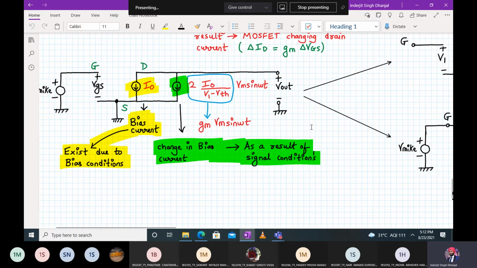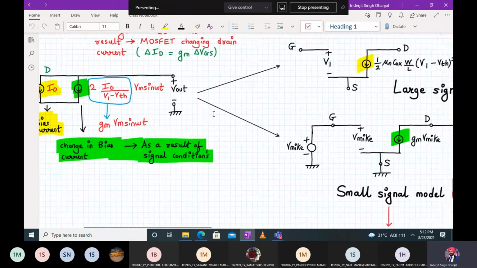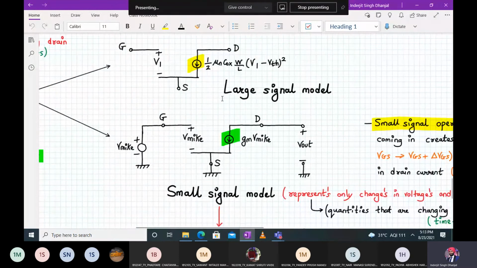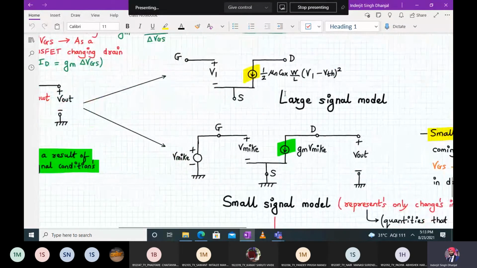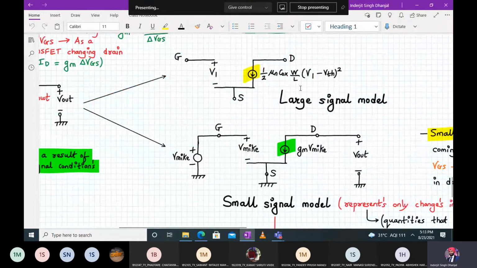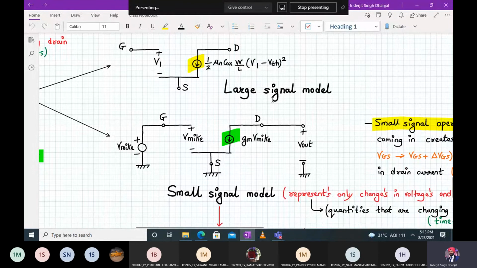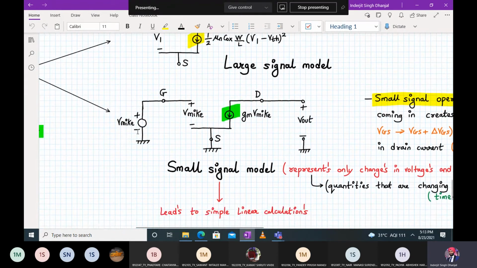So this is what is resulting as the change in the bias current as a result of the signal conditions. So what we do is we don't evaluate this entire circuit together, we separate them. If you separate them, we have our large signal model and our small signal model. If you just consider the yellow term I0, what is the expression for I0? Half mu n Cox W over L times (V1 minus VTH) the whole square. If you consider only the biasing conditions, it becomes a large signal model, and there is no limit to Vm. And if you consider only the microphone signal, the changes, then it becomes a small signal model.